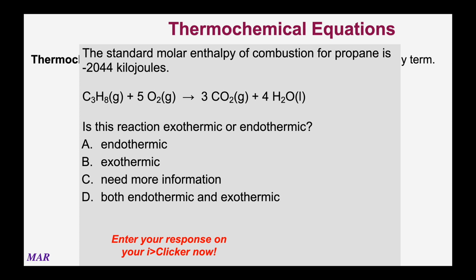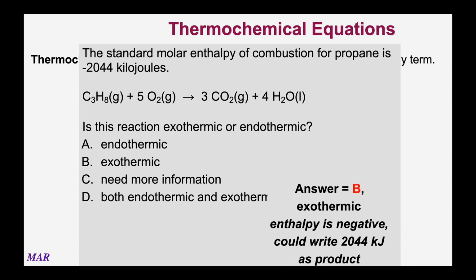The standard molar enthalpy of combustion of propane, which is used in barbecues and stuff like that, is negative 2044 kilojoules. And there's the reaction. C3H8 is propane. It reacts with 5 O2s to make 3 CO2s and 4 waters. Is the reaction exothermic or endothermic? All right. Well, negative enthalpies, negative numbers like negative 2044, that means, once again, exothermic.